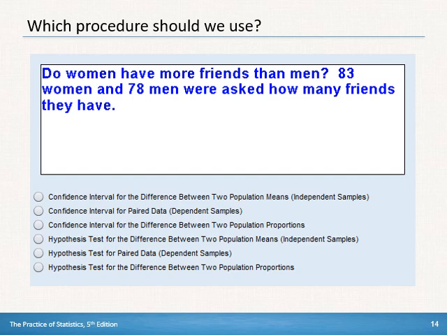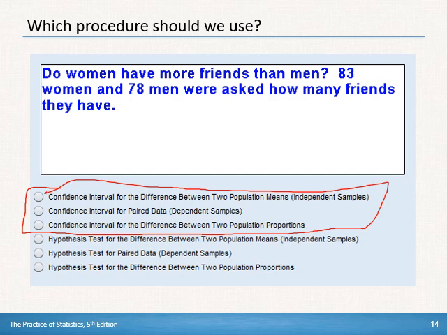So, let's think about the first one. Do women have more friends than men? That's a yes/no question. Is the difference zero, right? So this sounds like a hypothesis test. We're not trying to estimate what the difference is. That would be a confidence interval, so we're not talking about these top three, because they would be estimating using a confidence interval. Instead, we are trying to determine, is the difference between the men and women the same, or is it zero? So we know we're talking about a hypothesis test on the bottom here.